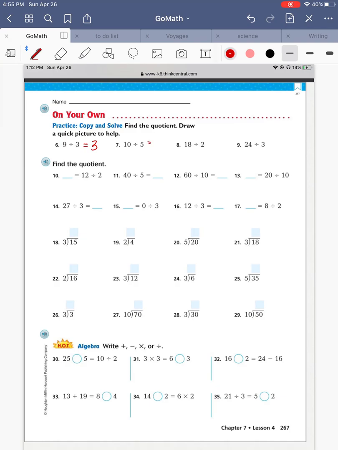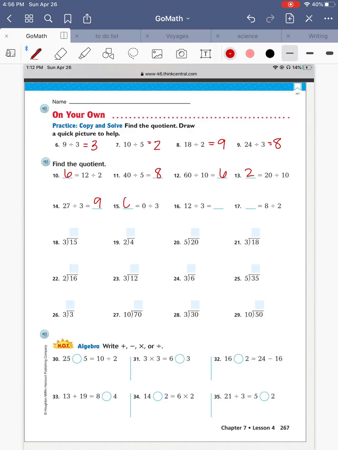Okay, 9 divided by 3 is 3. 10 divided by 5 is 2. 18 divided by 2 is 9. 24 divided by 3 is 8. 12 divided by 2 is 6. 40 divided by 5 is 8. 60 divided by 10 is 6. 20 divided by 10 is 2. 27 divided by 3 is 9.